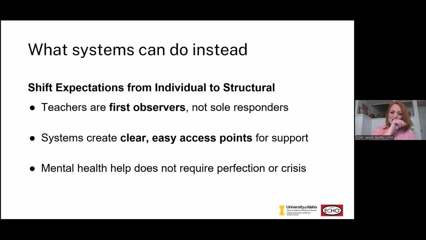We want to make sure that mental health does not require perfection in crisis. And we do this unintentionally. Crisis becomes the only entry point. This would be a good question to ask within your own system. Is crisis the only entry point to receiving help? If the answer is yes, then you are in downstream work and not in upstream work.